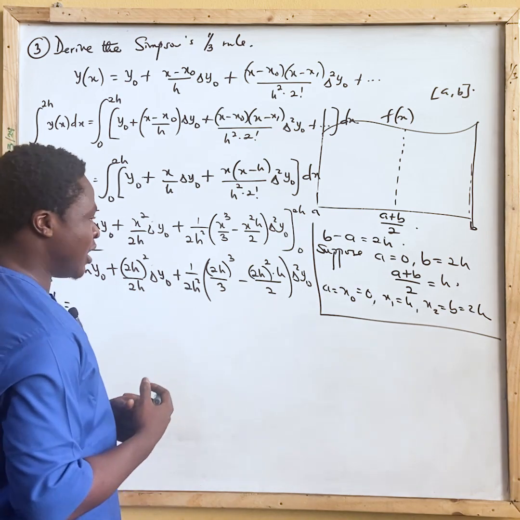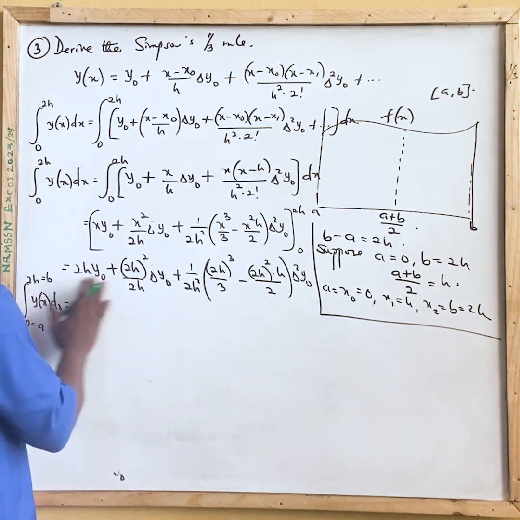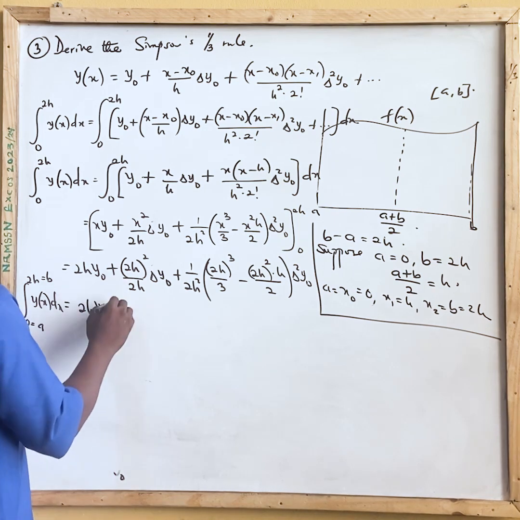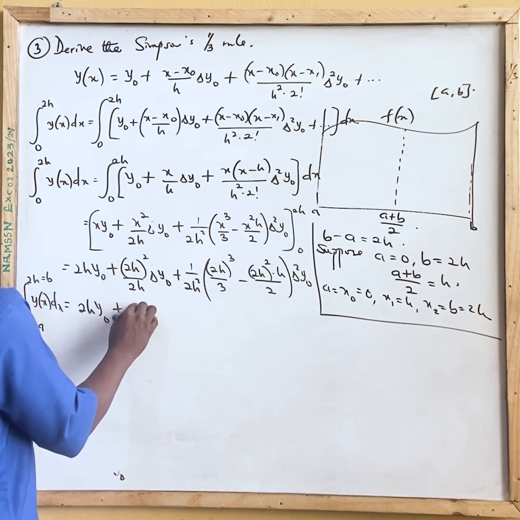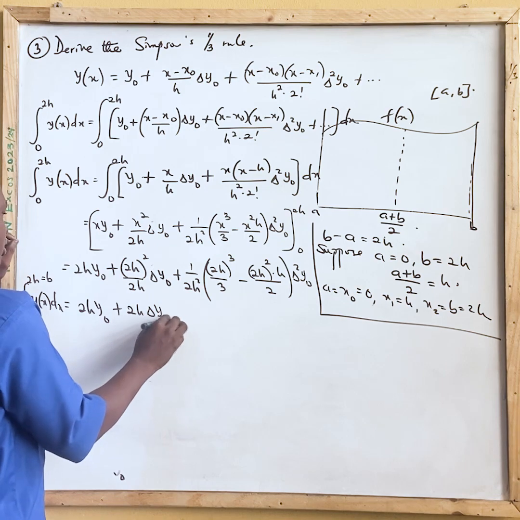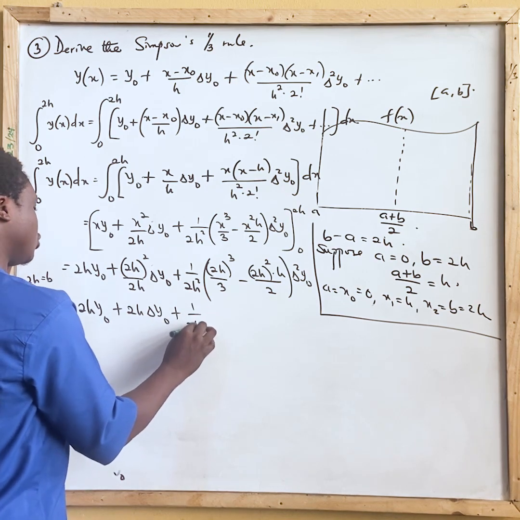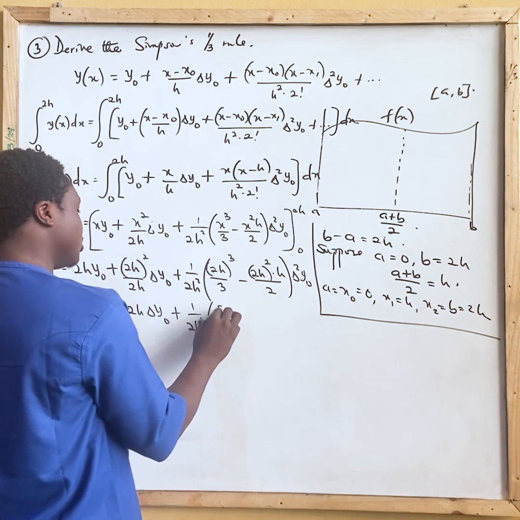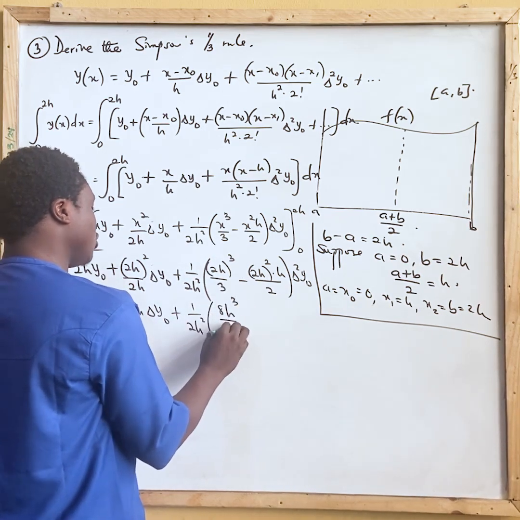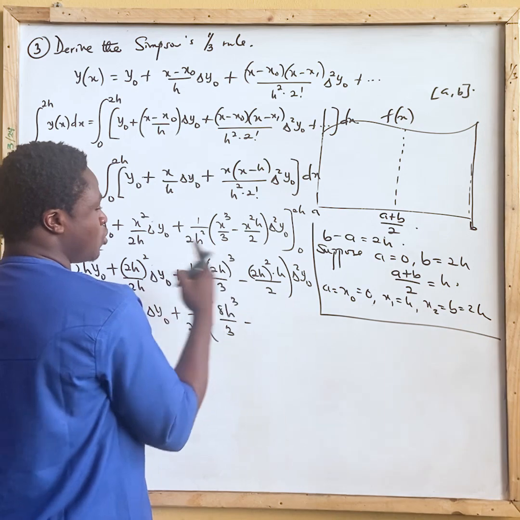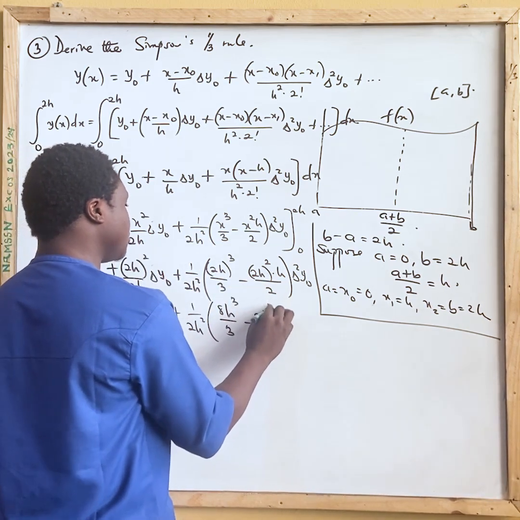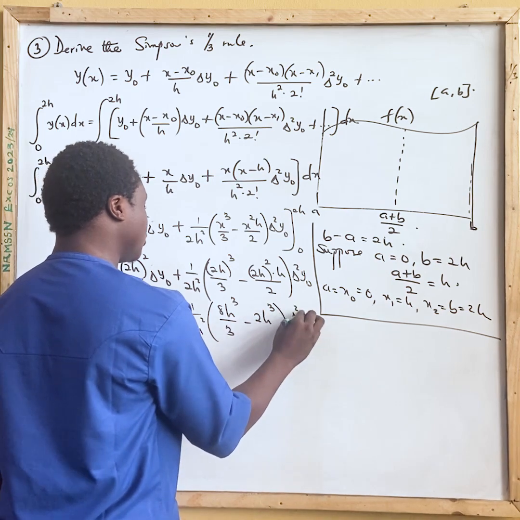So all of this then becomes 2h y naught plus 2h forward y naught plus 1 over 2h square into, this is 8h cube, so I have 8h cube over 3. This is 4h square times h over 2, that's 2h cube, so minus 2h cube, everything times forward square y naught.